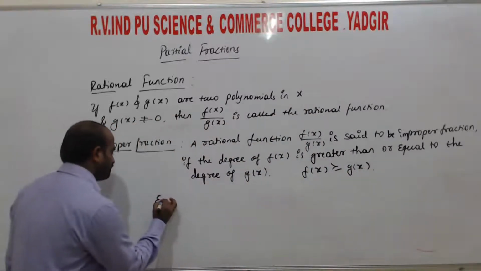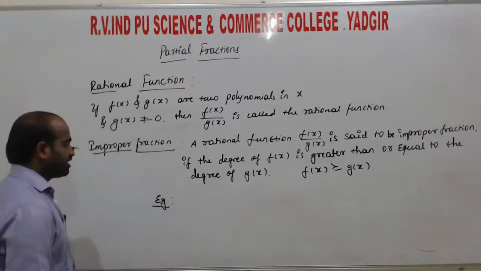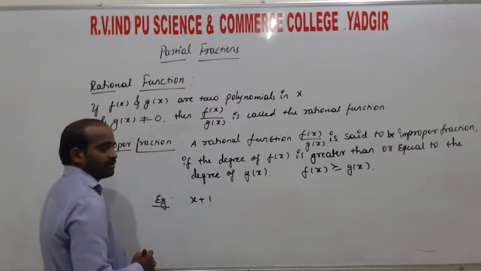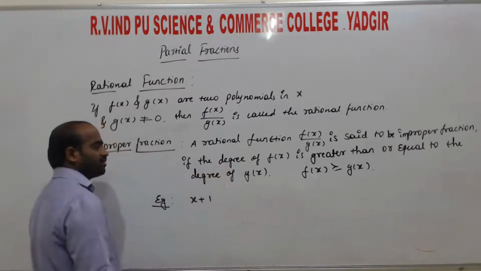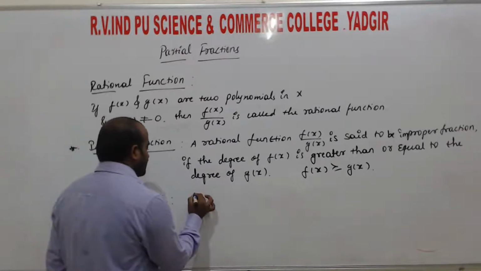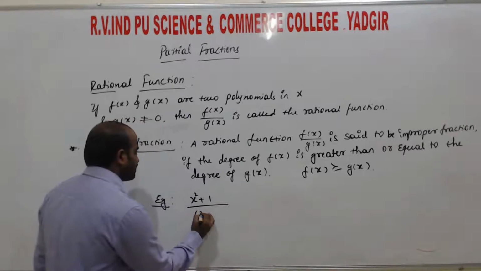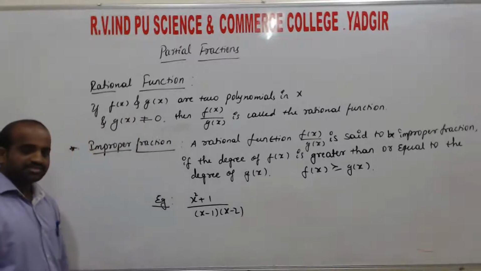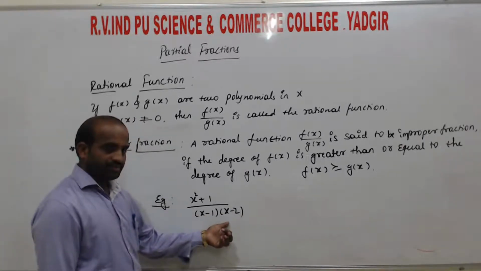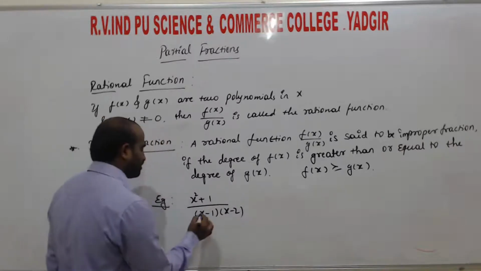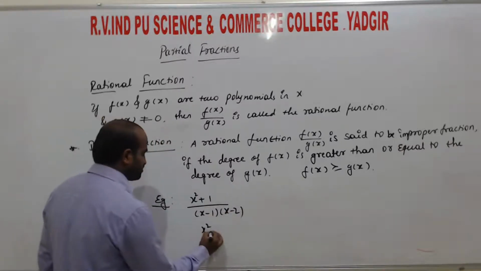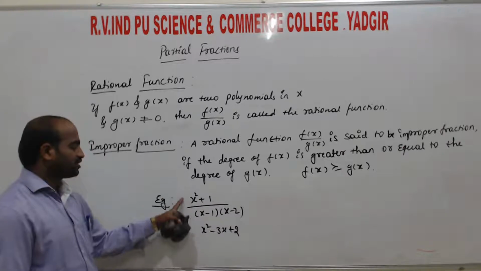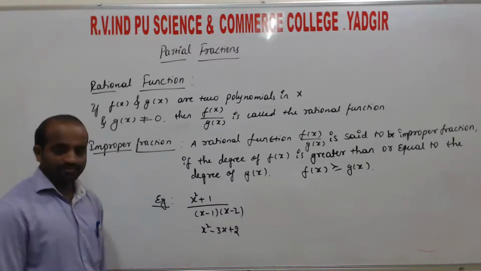Okay, for example, x square plus 1 divided by x minus 1 into x minus 2. Both are of the same degree. x into x square, this means x square minus 2x minus x plus 2, that is x square minus 3x plus 2. The numerator x square plus 1 and the denominator both are of degree 2. This is an improper fraction.